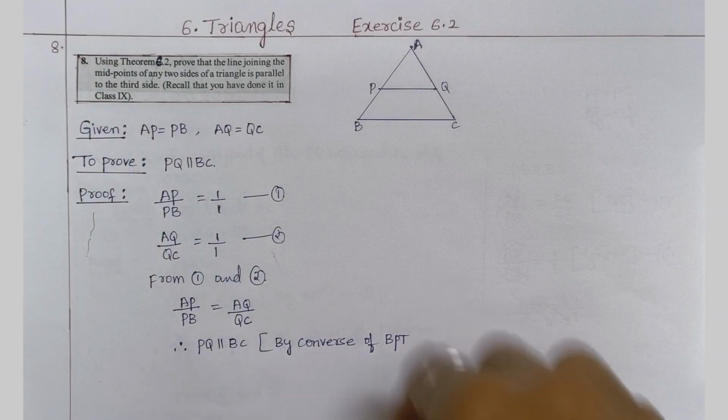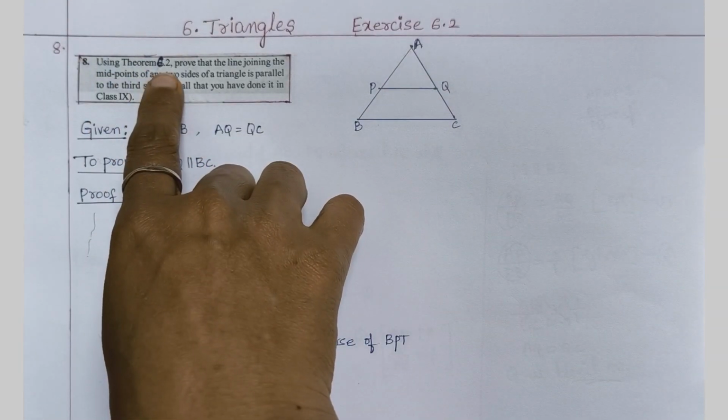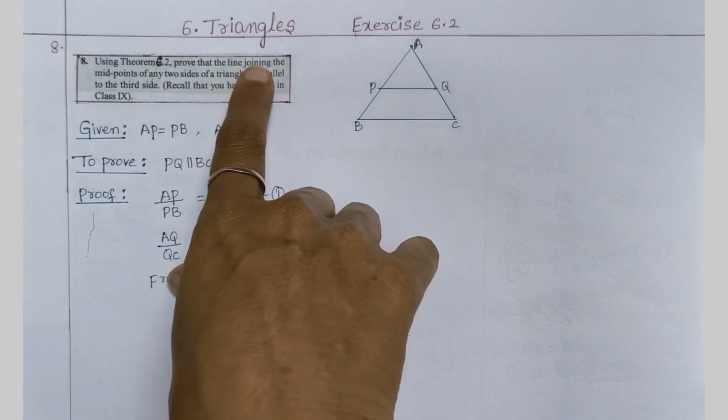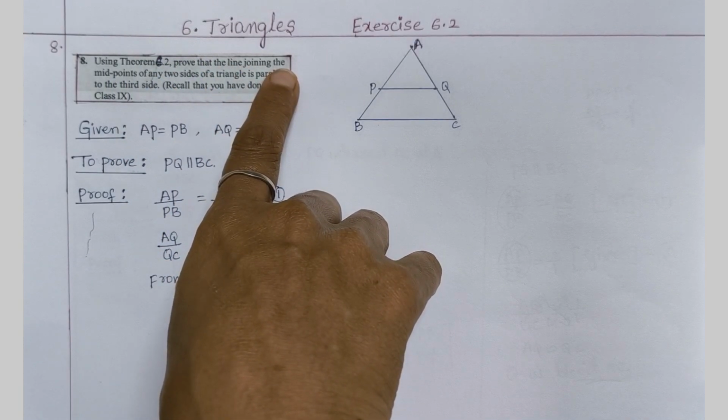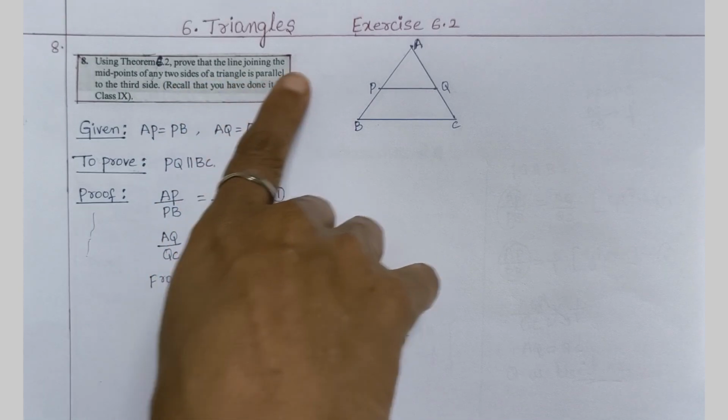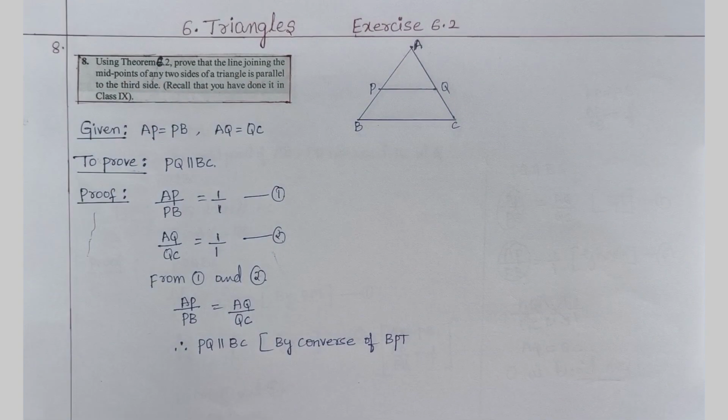Now the 8th question. Using theorem 6.2. What is theorem 6.2? Converse of BPT. Prove that the line joining the midpoints of any two sides of a triangle is parallel to the third side.